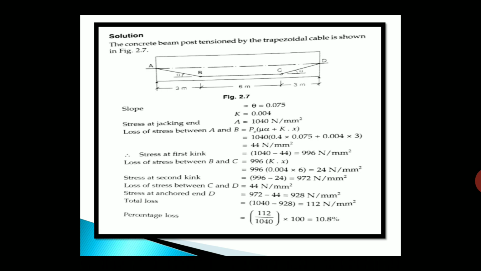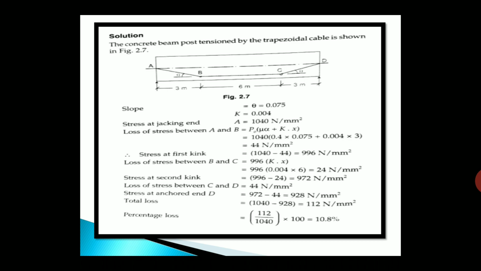So we get the stress at the first kink. Kink means it's a change point where the direction is changing, that is point B. We get the loss as 44, then the stress at point B is the initial applied stress minus the loss, that is 44. So we get the answer of 996. Therefore, friends, at A the stress was 1040. Now as we have come to point B, the stress has dropped down to 996.